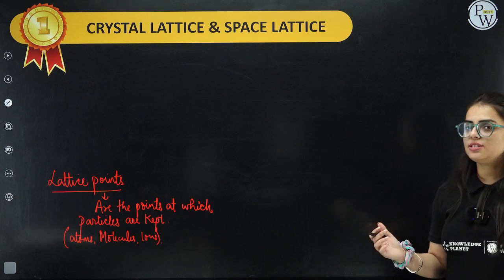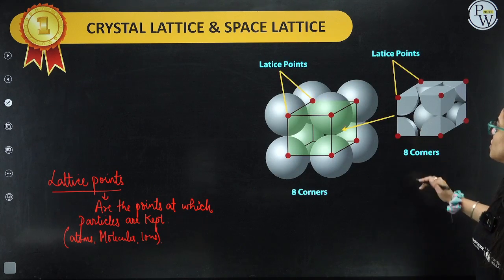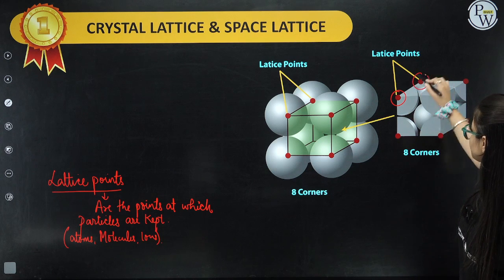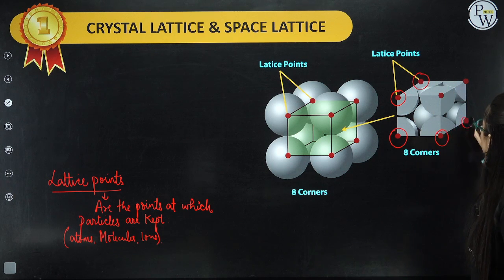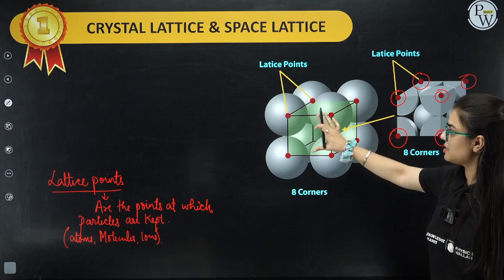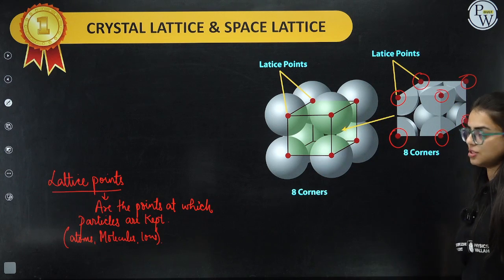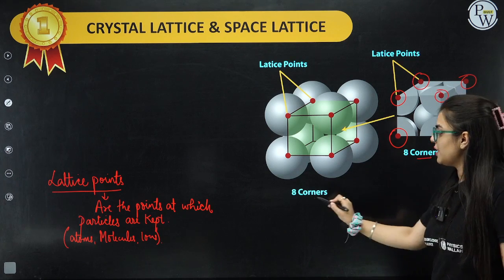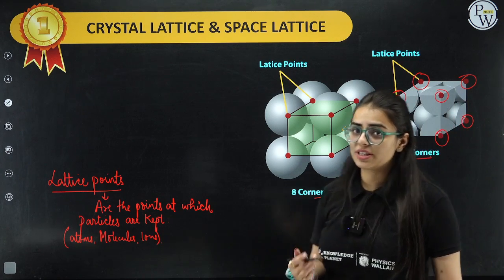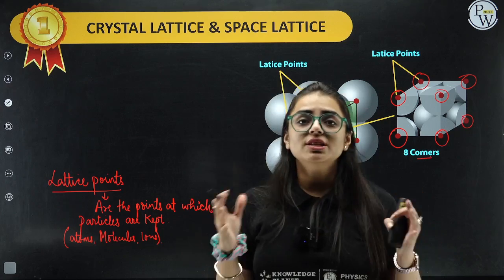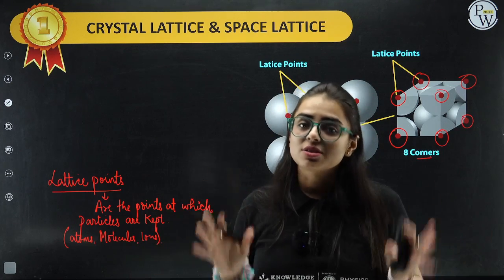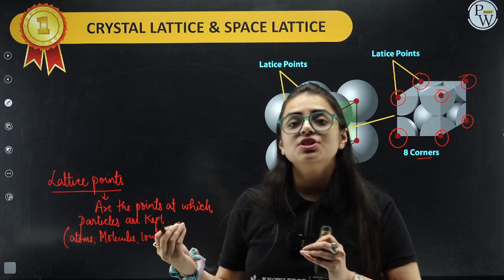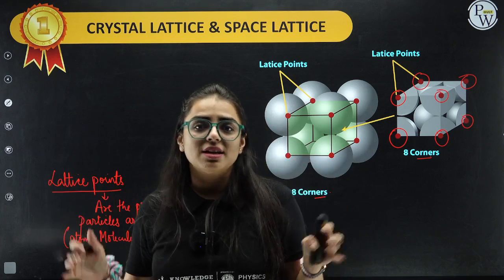Let us take a general example. As you can clearly observe, these are your points. At these points, we have kept these atoms. So basically it looks like this. These atoms were kept at these points, right? At 8 corners I have kept. So basically this is a lattice point. And when we keep atoms on it, it will create a crystal structure, that is crystal lattice. And when we arrange them in all the directions in space, that is space lattice.